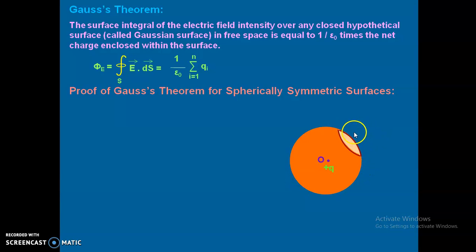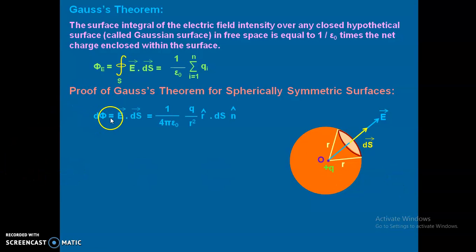Let us consider a small area on the surface of the sphere. This is the radius of the sphere, r. This is the area vector for this small area dS. The area vector dS will be acting in this direction, normally outward. This is the electric field intensity due to this positive charge, in the outward direction.